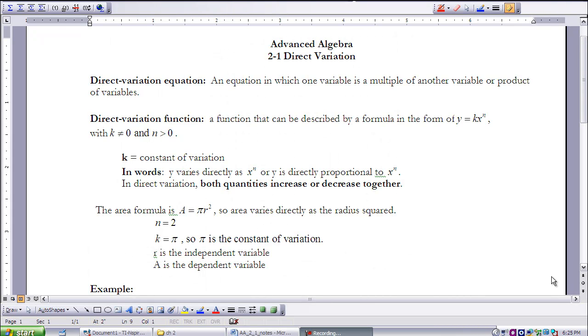This is Advanced Algebra Lessons 2.1 and 2.2. They will be covering direct and inverse variations. To start with, we will be looking at direct variation equations and functions.